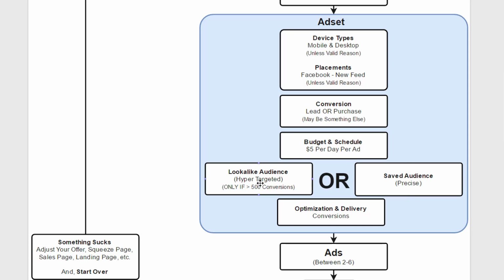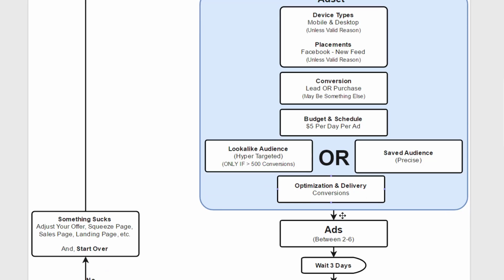So those are the two audiences you'll choose from: a lookalike audience if you have over 500 conversions, or a precise saved audience. And let's say you have a custom audience with over 1,000 conversions, but you want to use a saved audience, that's fine too. The point is, if you're going to use a lookalike audience, you need to make sure you have at least 500 conversions in that audience, because anything less than that, your lookalike audience probably won't be as accurate as you need it to be, and you'd be better off going with a saved audience using precise interests, demographics, and behaviors. And then of course, for optimization and delivery, you're going to choose conversions.